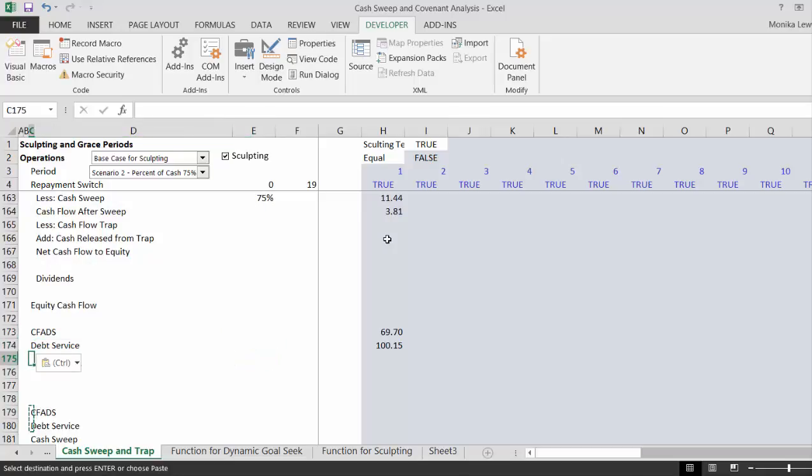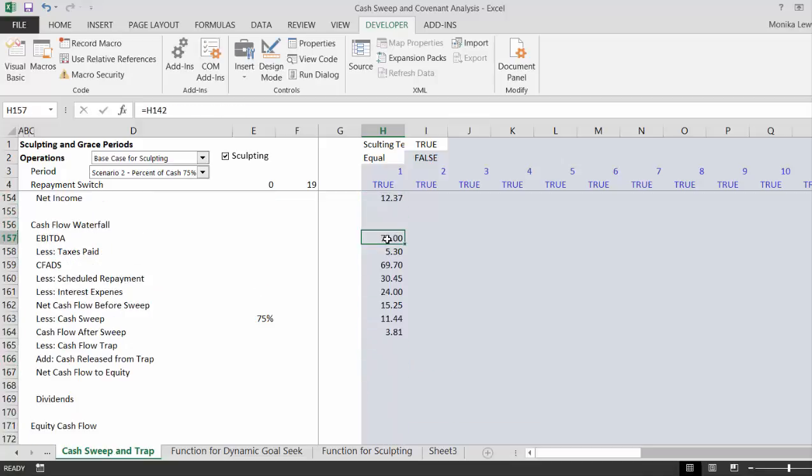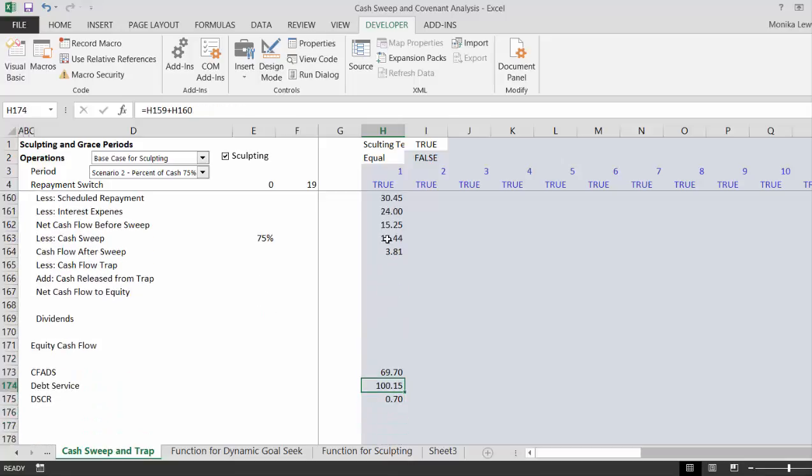And we can get our DSCR. And we better do a little test. As long as the debt service is greater than some small number, then we'll take the cash flow and divide it by the debt service, and we get a number below 1, which is bad, which is wrong.